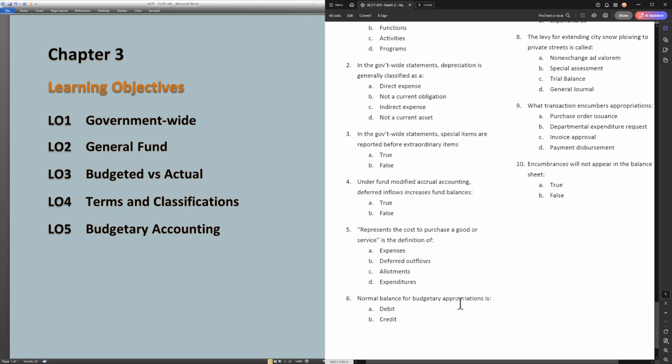Quote, represents the cost to purchase a good or service, is the definition of, well, it's not an expense, right? An expense is what is consumed or used up to generate revenue. It is not the cost to purchase a good or service. So here, this is a definition of an expenditure.